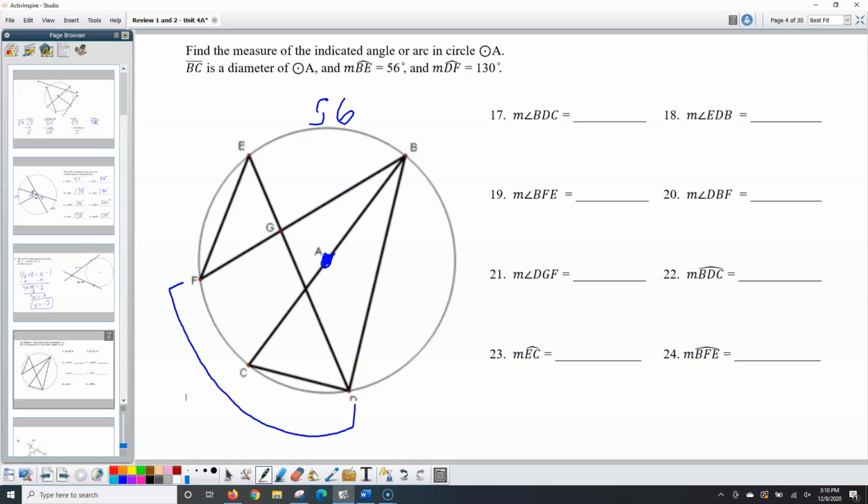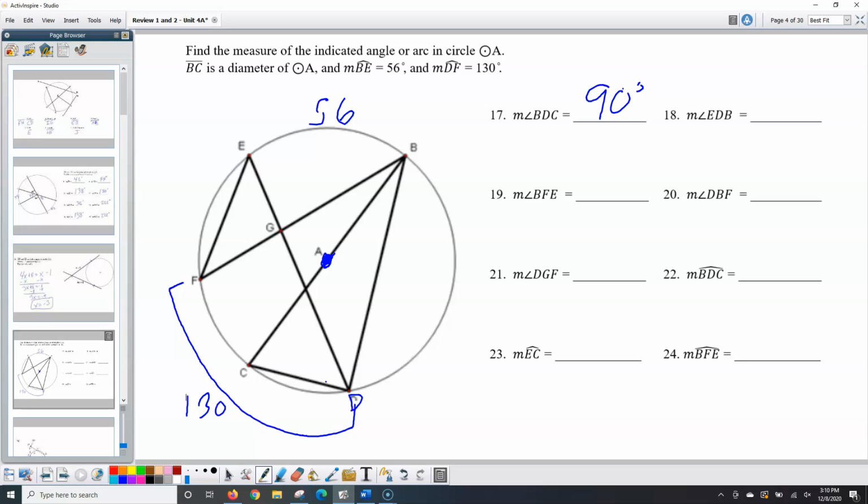So all of that is 130. And we have to solve for everything else. So angle BDC, let's make sure that we got D right here. Angle BDC, that's right here. I'm noticing that it opens up to half the circle. So it's an inscribed angle. Half the circle is 180. I'm going to say 180 divided by 2, and that is 90.